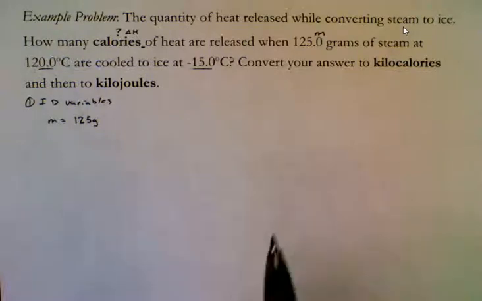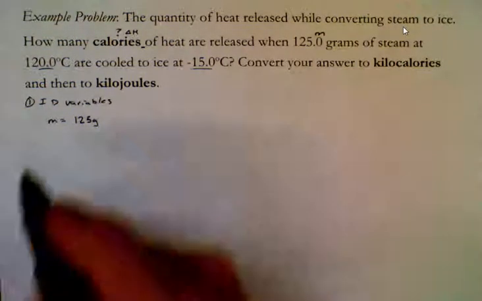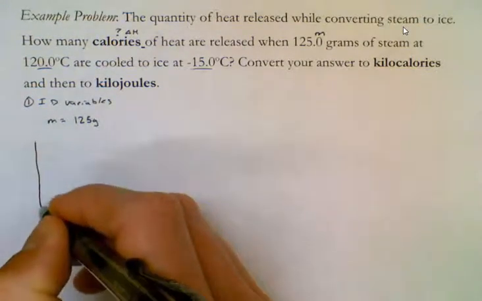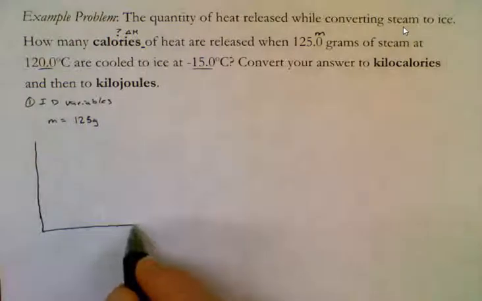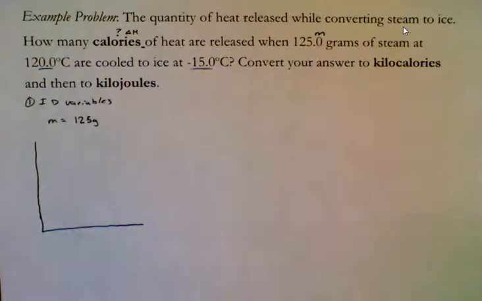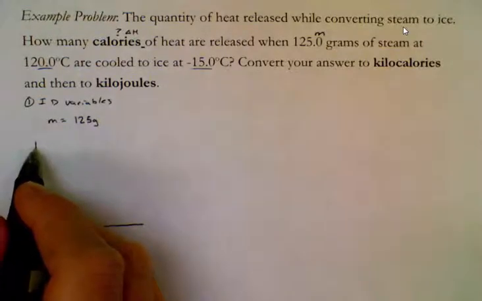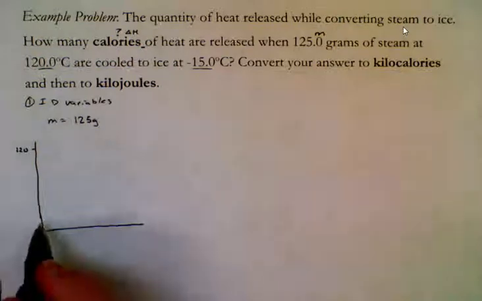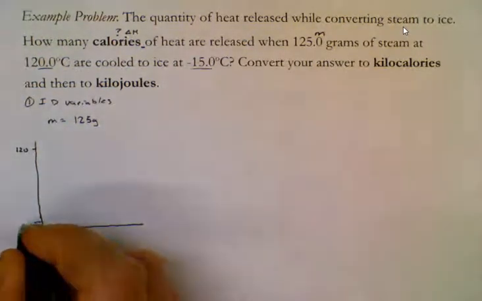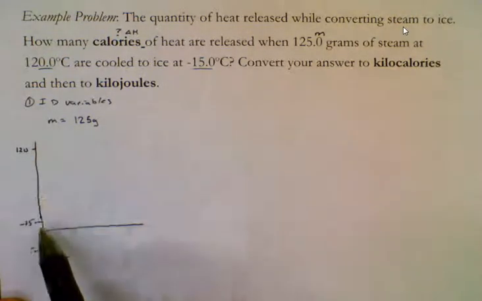Because it's a problem that has converting from steam to ice, and it's going to be two different phases of matter, we need to draw a phase change graph to help us keep track of all of our variables. When we do that, you're going to want to put in your 2 points to your temperatures that are given to you as your initial and your final. This graph doesn't have to be to scale, this is just to keep us organized. So the 120 and the -15 are both included. So this is the starting and stopping points.